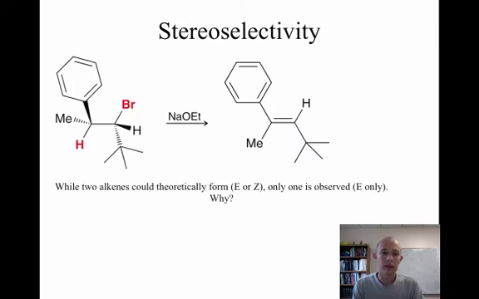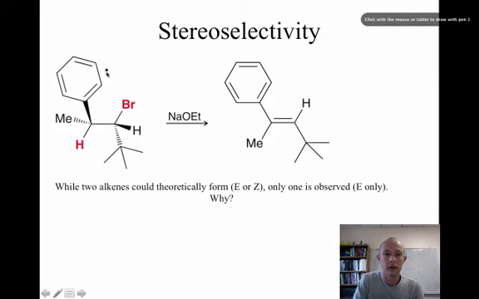Okay, so let's take this example. If we take this compound and treat it with sodium ethoxide, a small, strong base, the only product that's formed out of the reaction is this particular alkene. So the question that I'm posing here is that while two alkenes could theoretically form, both the E or Z one, only the E product is observed. Why is that?